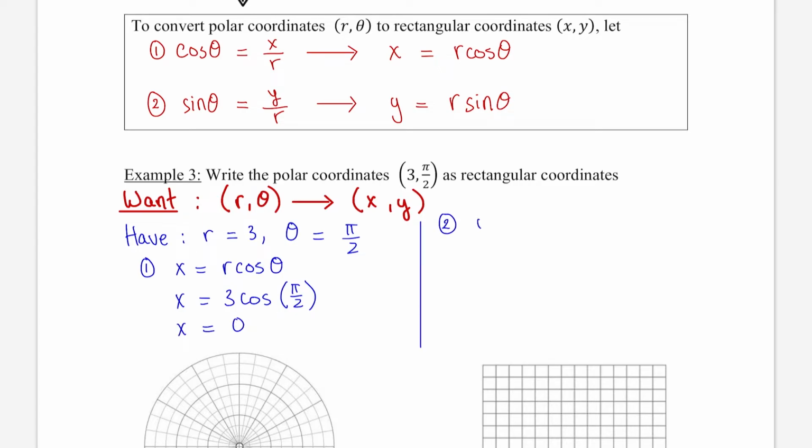Next, let's find y. y is equal to r times sine of theta. r is 3 and theta is π over 2. Sine of π over 2 is 1. 1 times 3 is 3. So my rectangular coordinates is a pair of x and y, which is (0, 3).